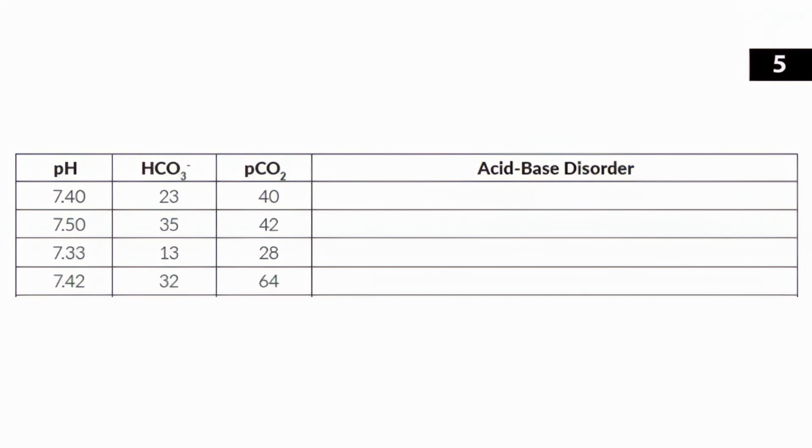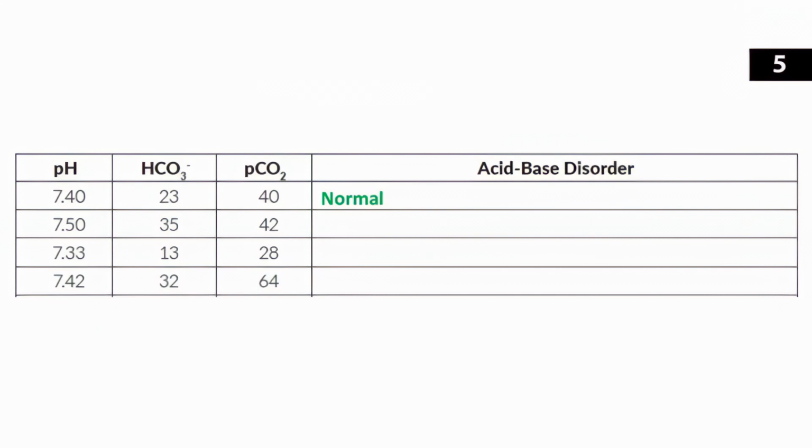So what type of acid-base disorder is this? Well, this is normal. There's no disorder here. The next one, pH is 7.5. So is 7.5 pH high or is it low? It's high, right? So you're dealing with an alkalosis. You know that right off the bat.